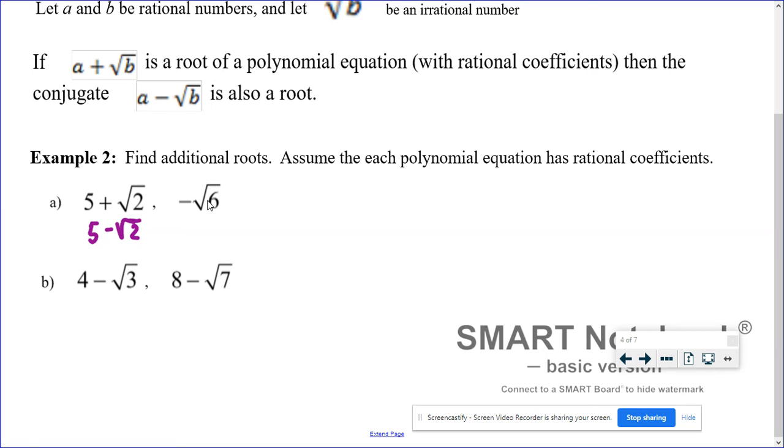If it's a monomial, it works very similarly. If negative square root 6 is a root, then square root 6 is a root. 4 minus square root 3, if that's a root, 4 plus square root 3 is a root. And if 8 minus square root 7 is a root, then 8 plus square root 7 is a root. This is not a trick, it is really that simple.